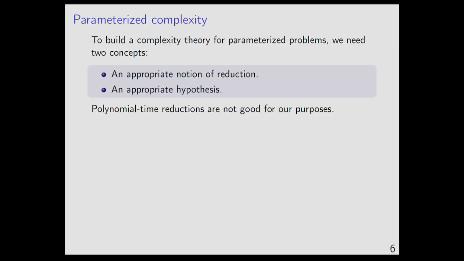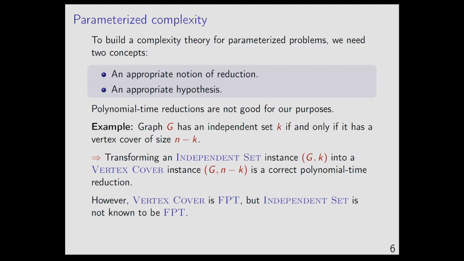So what is the proper notion of hypothesis, and what kind of reductions do we need so that we can show if one problem is hard in this world, then the other problem is hard in this world? And polynomial time reductions are not good for our purposes. So for example, let me show it to you.